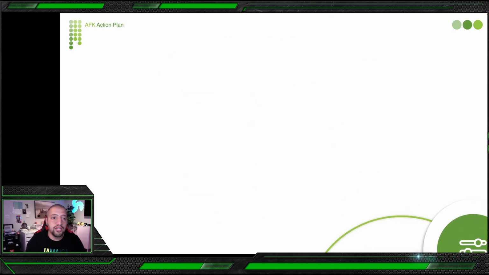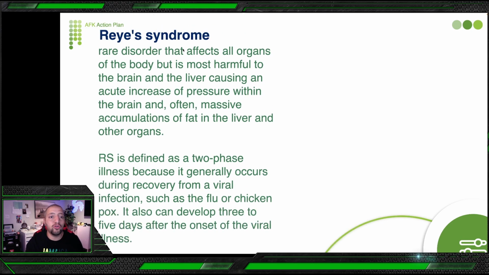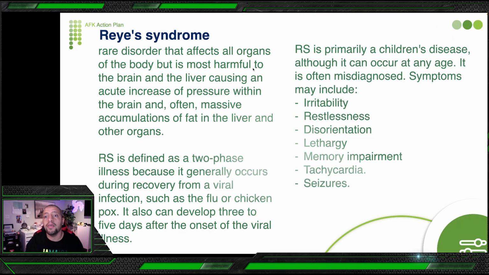So, how can we manage this syndrome and how to treat it? As you see, it's a rare disorder that affects all organs of the body, but is most harmful to the brain and the liver, causing acute increase in the pressure within the brain, and often massive accumulation of fat in the liver and other organs. Reye syndrome is defined as a two-phase illness because it generally occurs during recovery from a viral infection such as flu or chickenpox, developing 3 to 5 days after the onset of viral illness. It's primarily a children's disease.